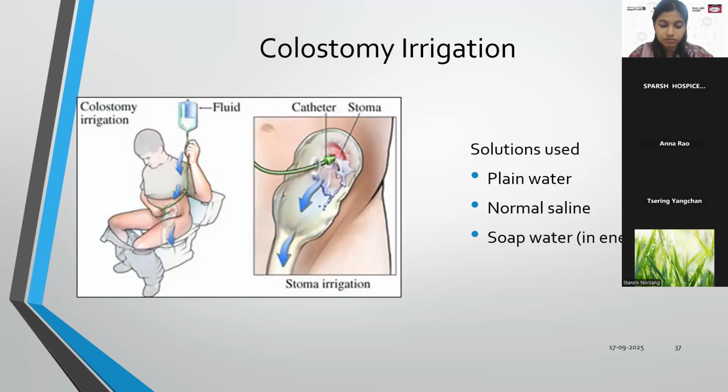What kind of solutions can be used? Plain water or normal saline, or soap water if one wants to give an enema, these things can be used. Next slide.